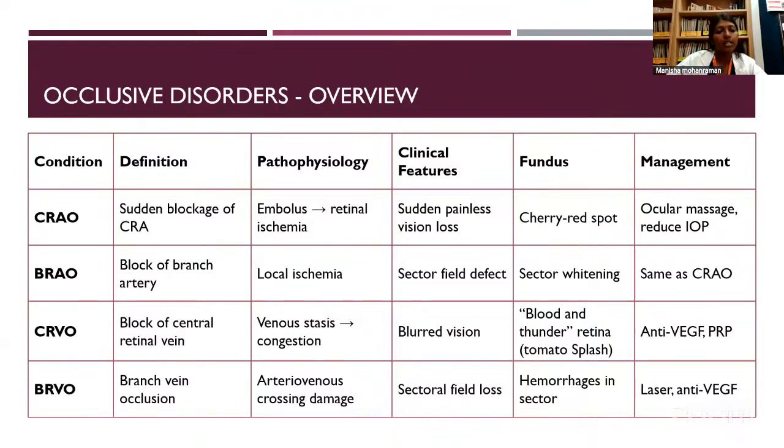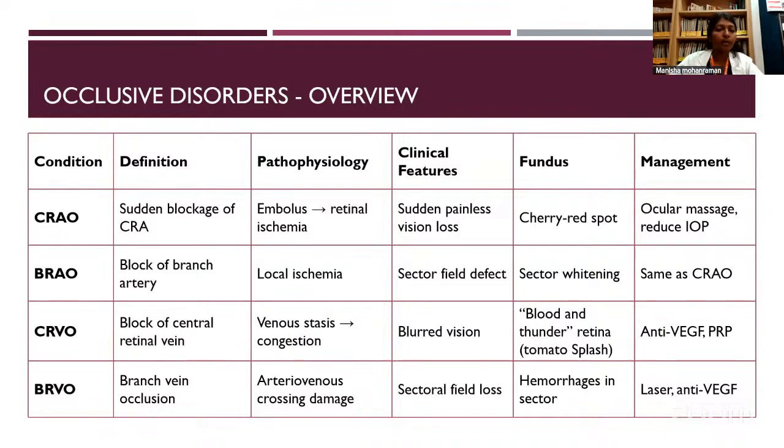The first one is central retinal artery occlusion. It is a sudden blockage in the central retinal artery, and its pathophysiology is retinal ischemia. The clinical feature is sudden painless vision loss. The clinical sign of CRAO is a cherry red spot, and the management for CRAO is ocular massage and reduced IOP.